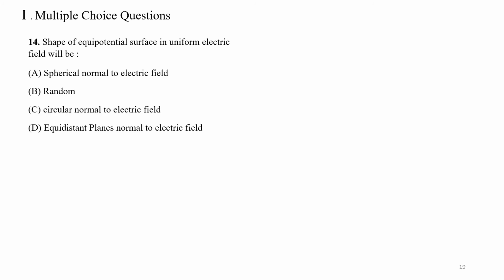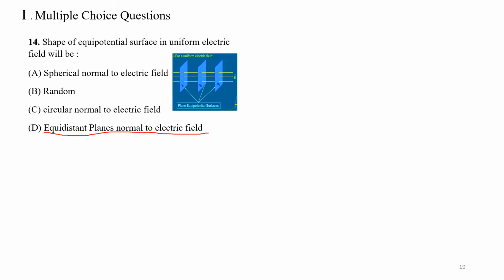Question number 14. Shape of equipotential surface in uniform electric field will be equidistant planes that we have seen in the diagram. So D is the correct answer. We have seen in the previous slide. Please go back, pause and see the equidistant planes again. See the diagram also. These are for the uniform field, E is here, and these planes are the equipotential surfaces.